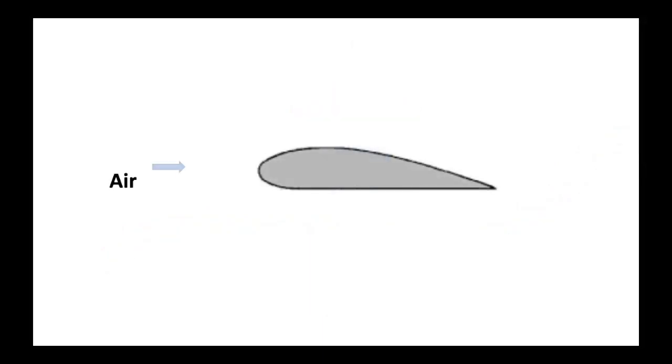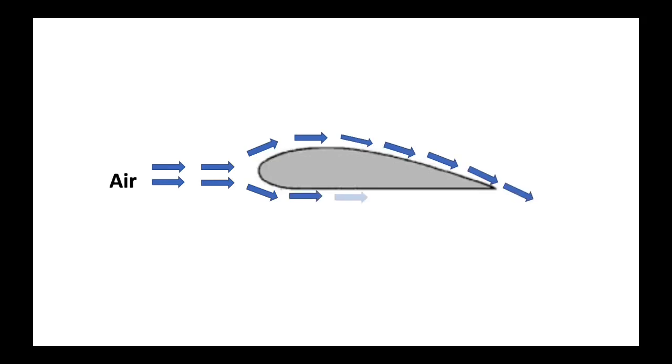When the air passes through the wings, it splits and passes through the top and the bottom of the wing. If you observe, the air above the wing is pushed in the downward direction through the surface of the wing, and the air below the wing is also pushed downwards.